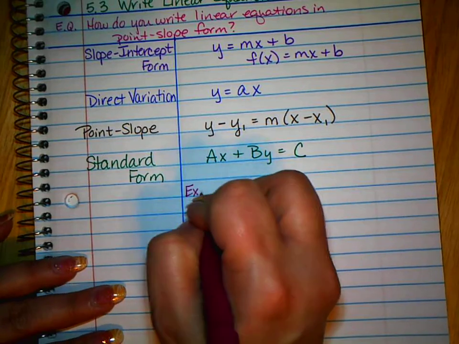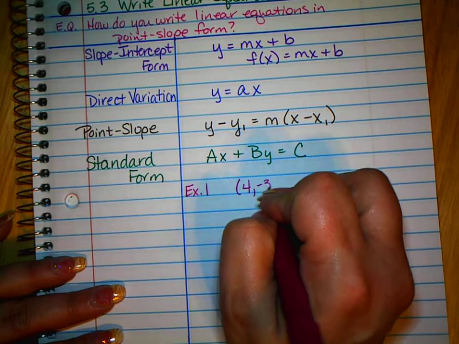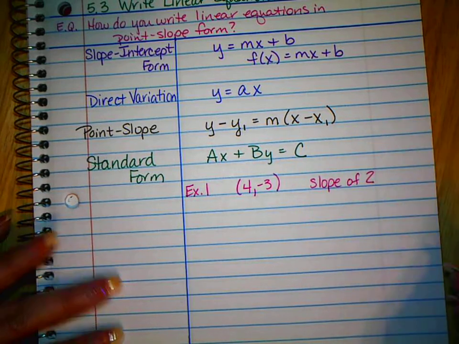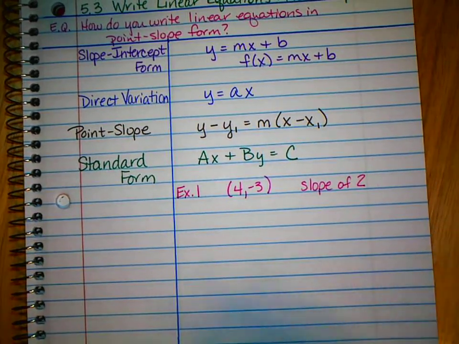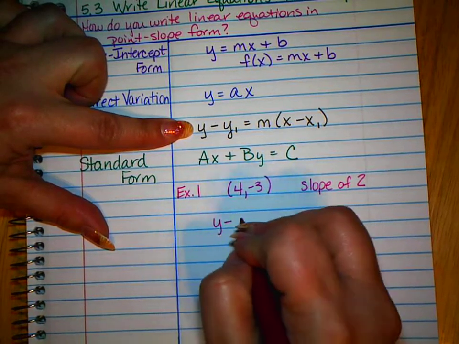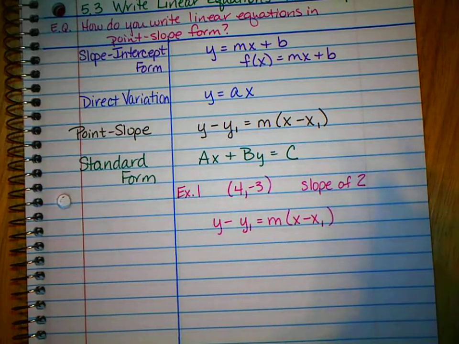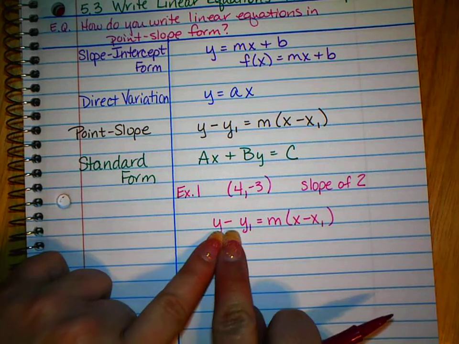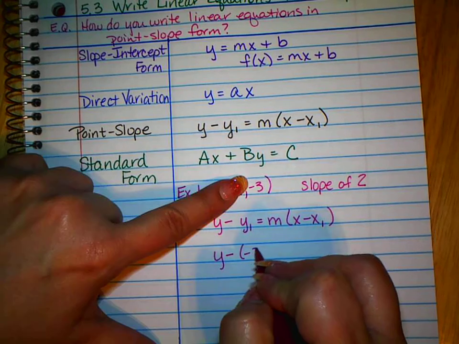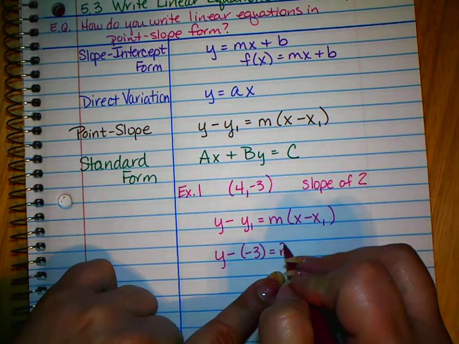So here's example 1. You're given the point 4, -3, and you're told that we have a slope of 2, and you are to write the equation in point-slope form, which means we need this form of the equation. And all you have to do is substitute in. We have to be careful. This says minus y1. So we're going to get y minus -3 equals, the slope of 2.